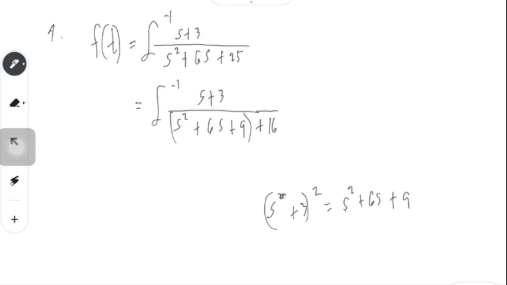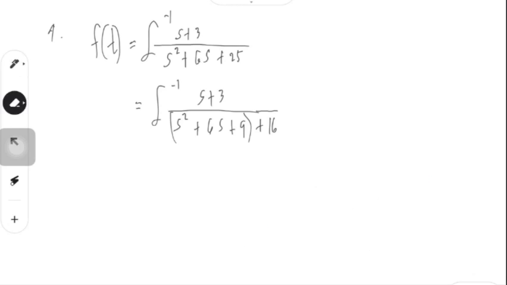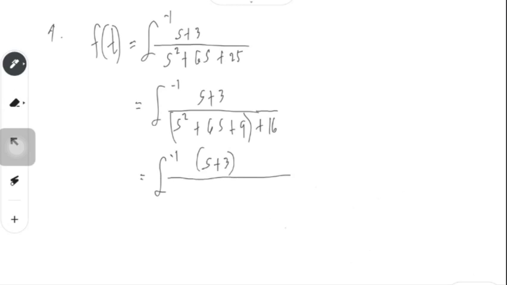Na-preserve natin yung value. Then, pwede na ngayon natin gawin itong ganito. You have here the inverse Laplace transform of s plus 3, then divided by yung denominator natin, pwede nang gawing s plus 3, quantity squared, then 16 can be written as 4 squared. Do you follow? Any questions so far?